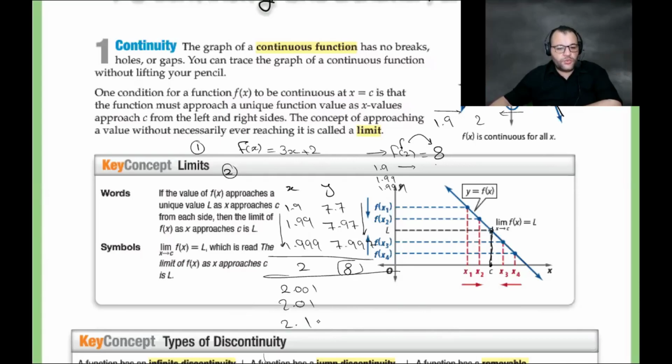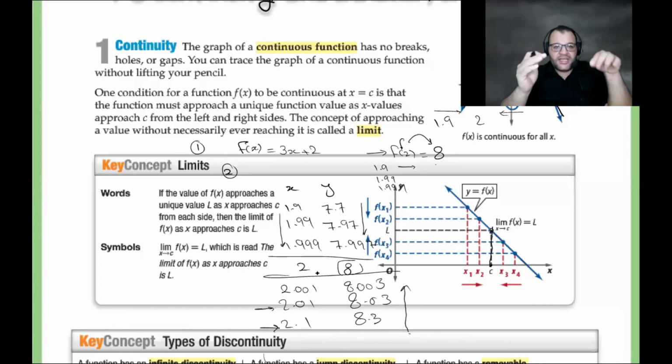2.01, 2.1. Check the value now: if x is 2.001, what is the value of y that you will find? 8.003. If x equals 2.01, it is 8.03. If x equals 2.1, it will be 8.3. So when you find it from the right side, you will find that when x is closest to 2, the value of y is also close to 8. It means there is a limit from the left side, there is a limit from the right side, and there is a value for the function.